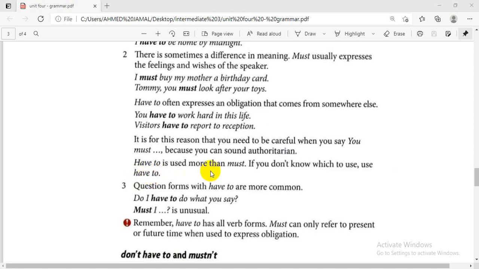لهذا السبب نحتاج إلى أن نكون حذرين عندما نقول يجب، حتى لا نكون authoritarian، اللي هي سلطوية. هذه الجملة جدا مهمة. authoritarian اللي هي سلطوية أو صاحب سلطة، أو حتى لا يكون المتكلم authoritarian كسلطوي. Question forms with have to are more common.